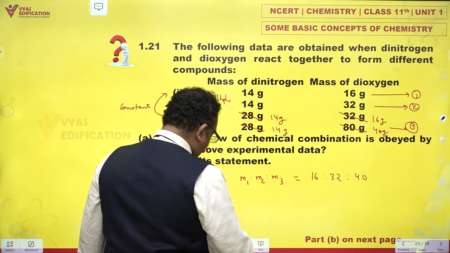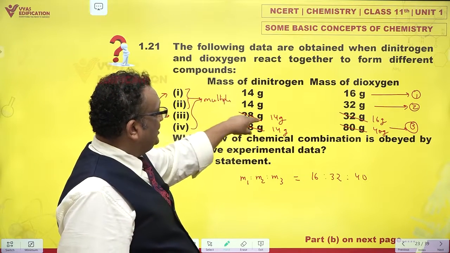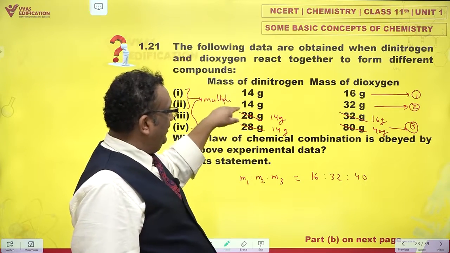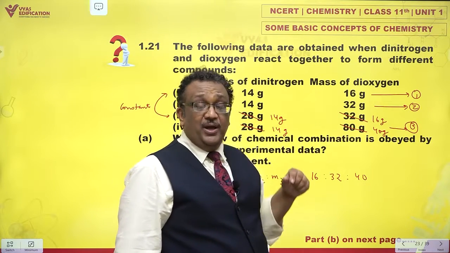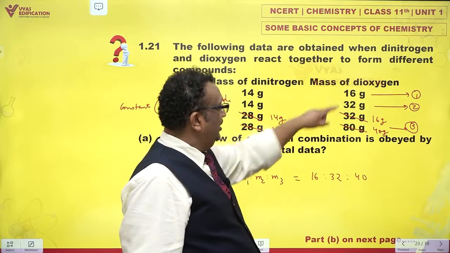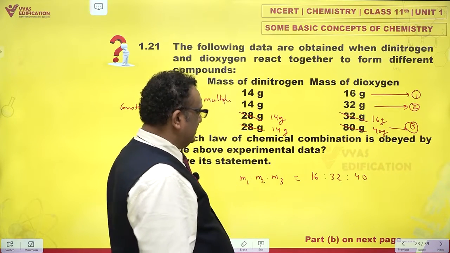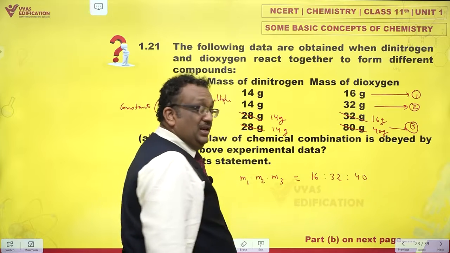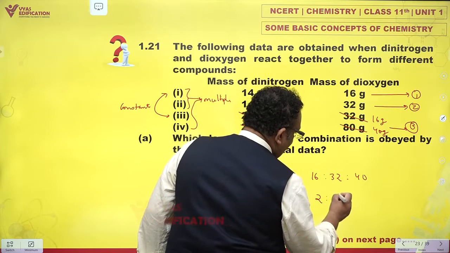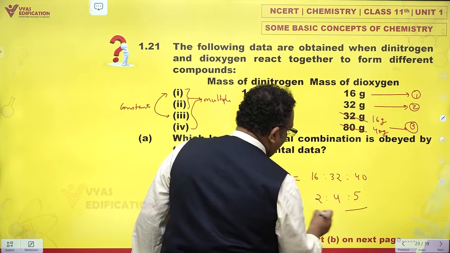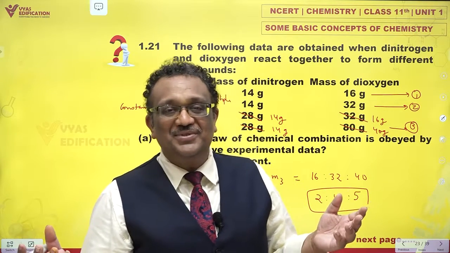Like if you see here, the example is with 14 grams, that is the fixed mass of nitrogen. If with 14 grams of nitrogen, different masses of oxygen are combining, M1, M2, M3, leave out the third data, which is useless here. So they are in simple integer ratio, which is 2, 4, 5. This is law of multiple proportions.